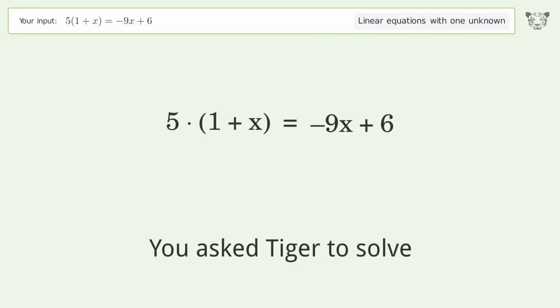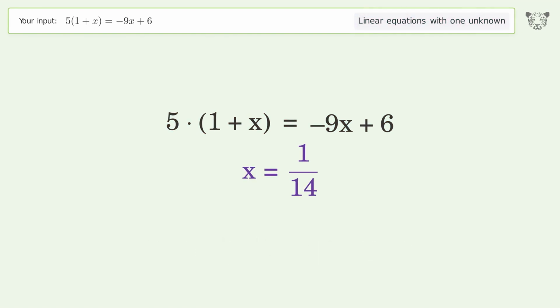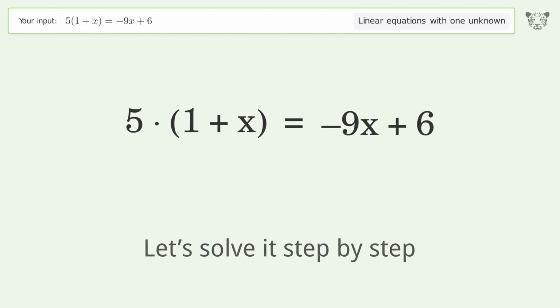You ask Tiger to solve. This deals with linear equations with one unknown. The final result is x equals 1/14. Let's solve it step by step.